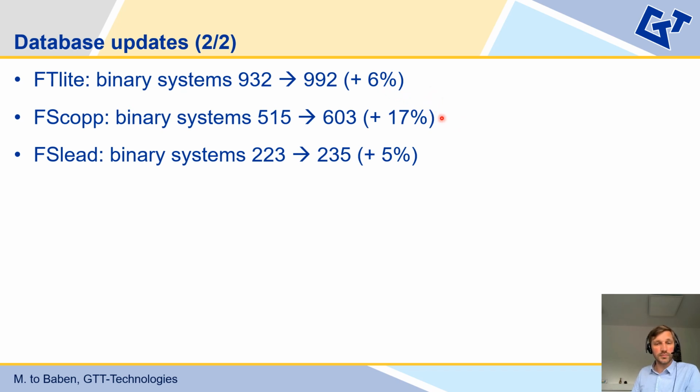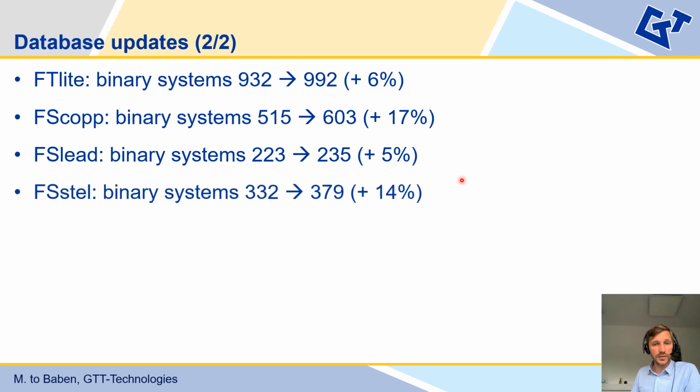Similar growth, and even a little bit more, for the copper database, and a little bit on the lead side. Platinum was a major update here, in gallium-containing systems, and also a few other minority elements are now described better, like germanium, antimony, arsenic, and similar elements.